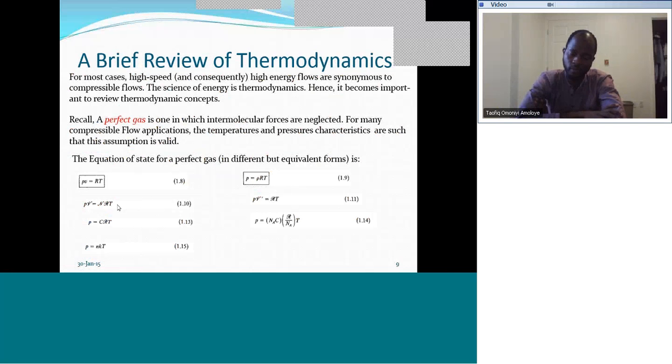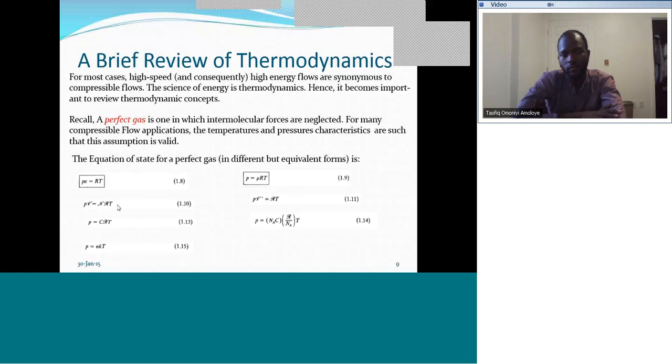So a perfect gas, in thermodynamics we usually talk of a perfect gas, and here we continue talking about it. A perfect gas is just one in which the intermolecular forces have been neglected. Just like when we started the lecture, I was trying to explain what a mixed droplet contains. It contains so many molecules, and those molecules have intermolecular forces in between them.